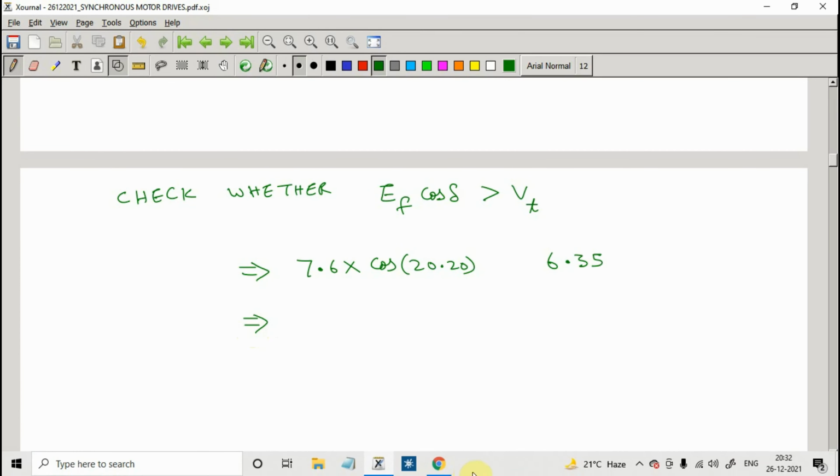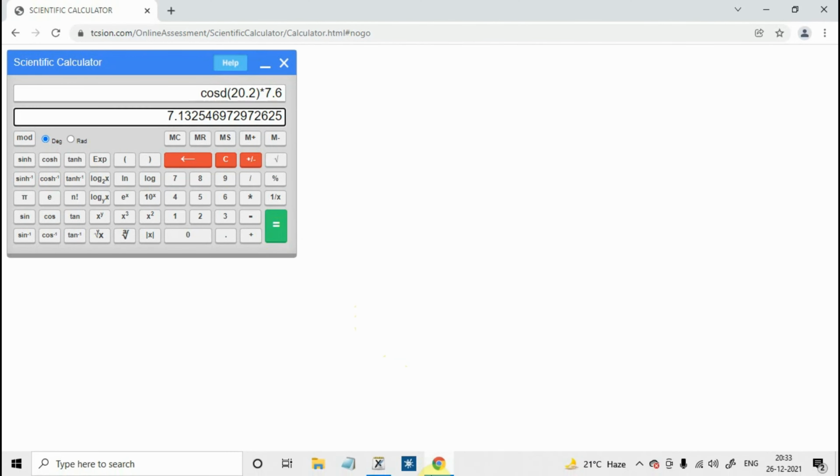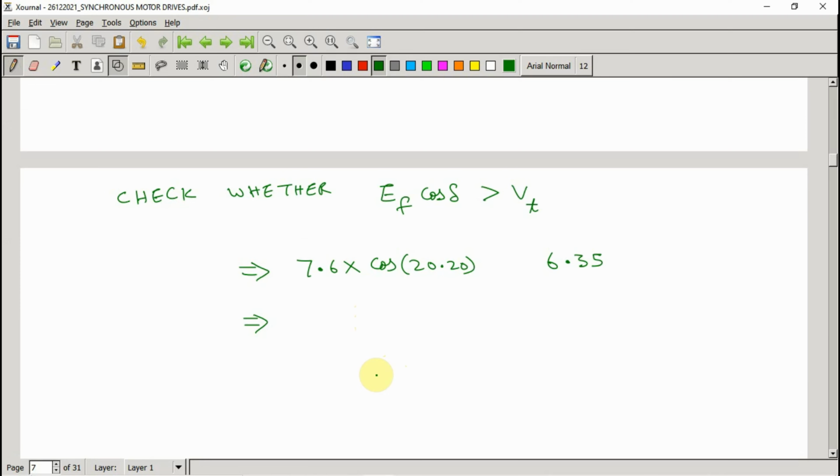Now let us see how much cos 20.20 is. You have to take the cosine of 20.20, then multiply by 7.6. It is coming 7.13. So this is greater than 6.35 kilovolt, right? So this thing is verified. This particular thing is also verified.